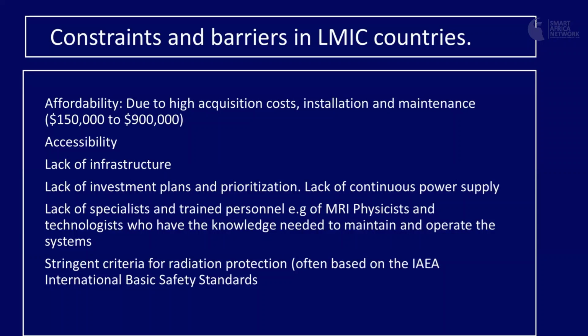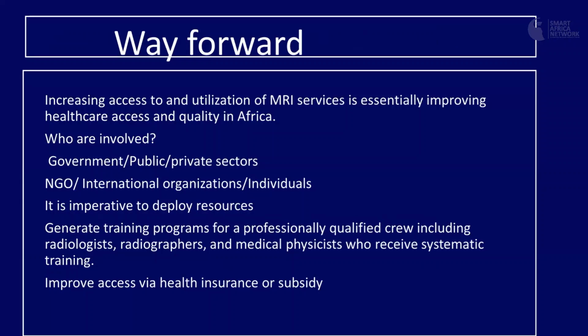Lack of specialists and trained personnel. You need an MR physicist, technologist, the radiologist that will interpret the images, and these are still very few in Africa and other low and moderate income countries. Stringent criteria for radiation protection. So for you to set up an MRI system, you need approval from IAEA, International Basic Safety Standards. Make sure that you comply with the basic safety standards. So what's the way forward?